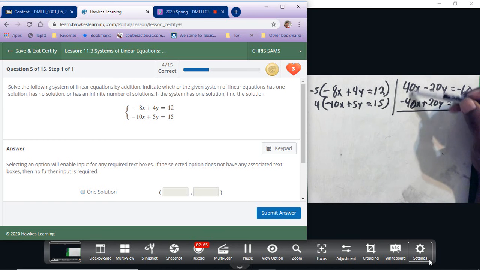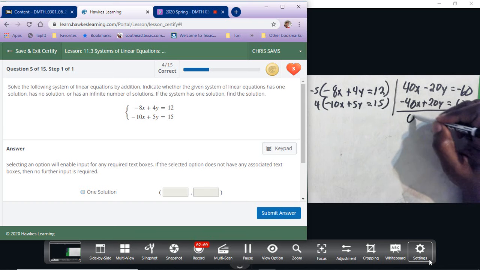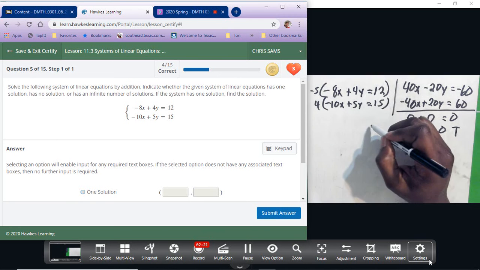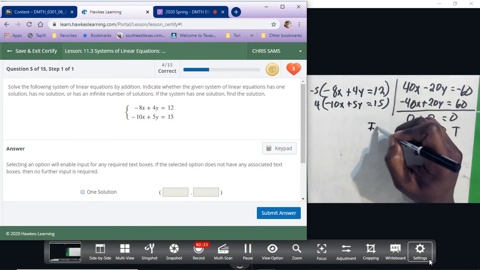Alright, so when I add up the x's, notice they're opposite and the same size, so they go to 0. These are opposite, they also go to 0. And then these are opposite, so they also go to 0. So we end up with 0 equals 0. This is a true statement. So this is the one where we have infinite solutions.